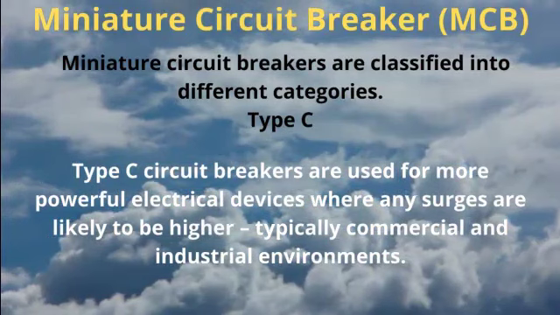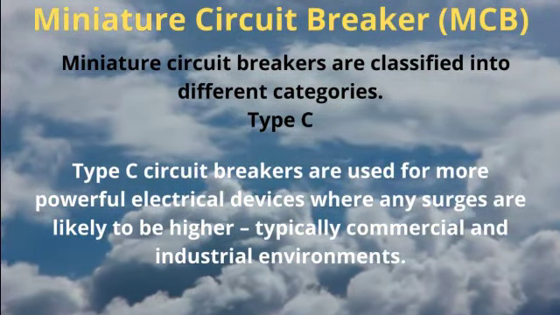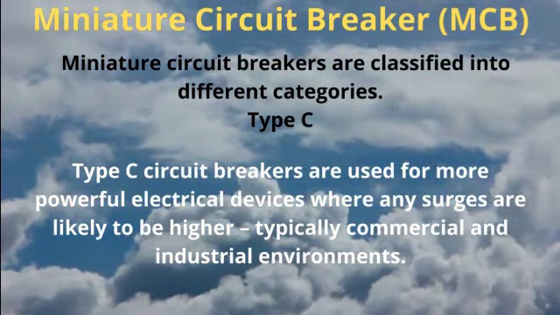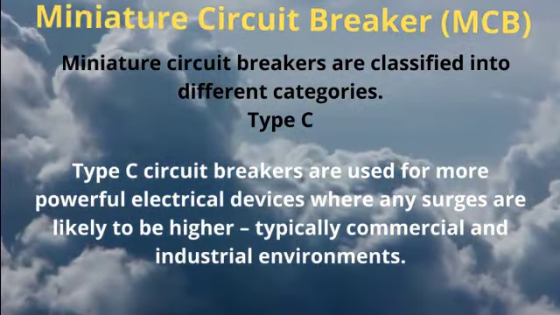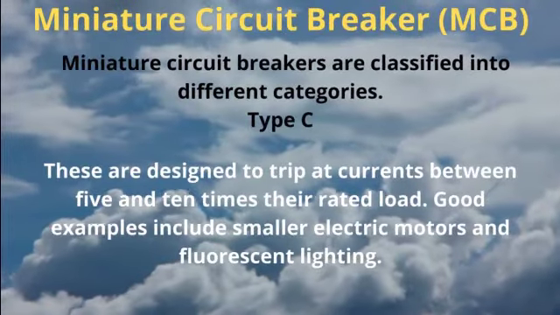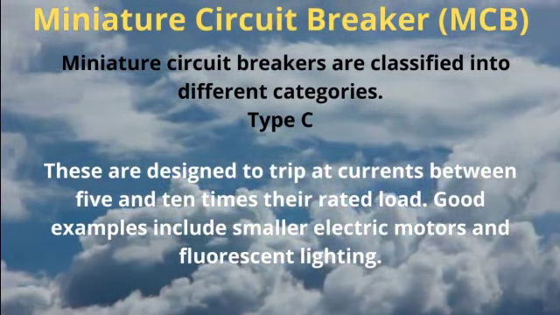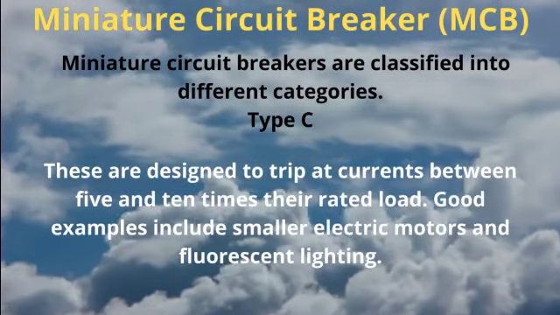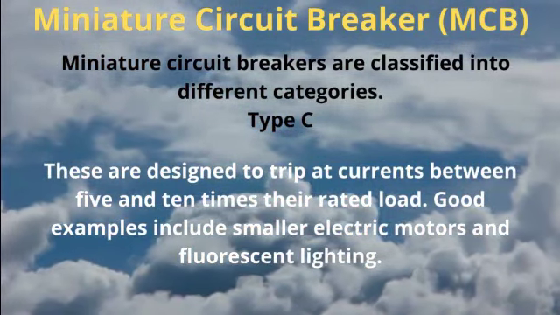Type C circuit breakers are used for more powerful electrical devices where any surges are likely to be higher, typically in commercial and industrial environments. These are designed to trip at currents between 5 and 10 times their rated load. Good examples include smaller electric motors and fluorescent lighting.